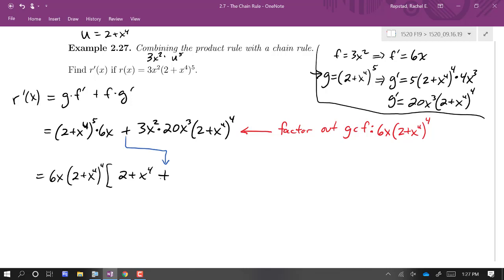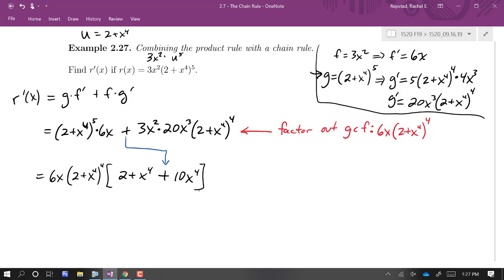10x to the 4th. 10x to the 4th, that gets us to this, right? I took out the 10, I took out the 6, 3 times 20 is 60, so that means I still need a 10 to get myself to 60. And then I've got x to the 5th here, but I took out an x to the 1st, so we need an x to the 4th. And that's it, because we took out the parentheses to the 4th power. That's all of it.